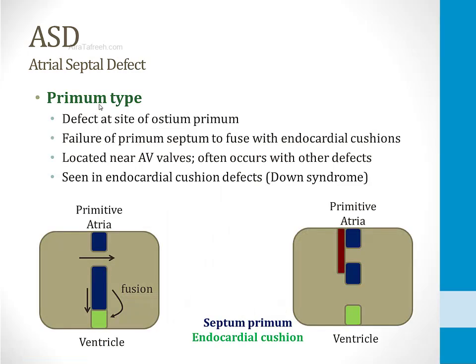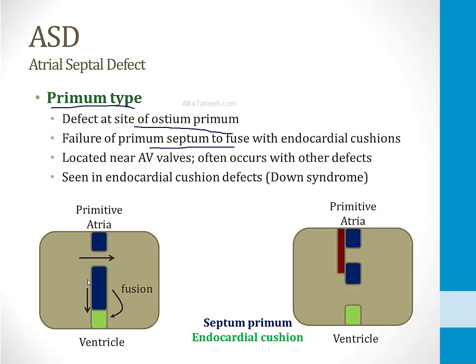Another type of ASD that you should be familiar with is the primum type. This is a hole or defect in the wall that is found at the site of the embryologic ostium primum. This type of ASD occurs when the septum primum fails to fuse with the endocardial cushions.